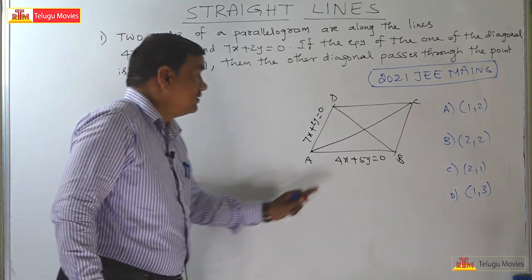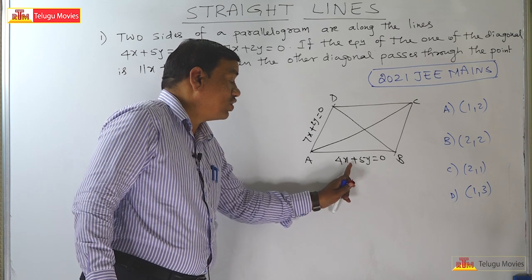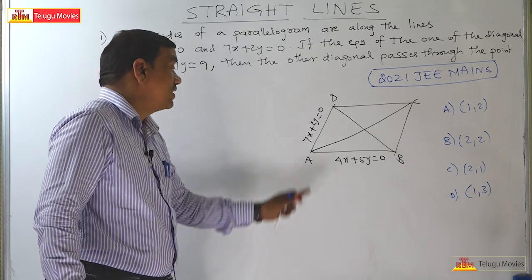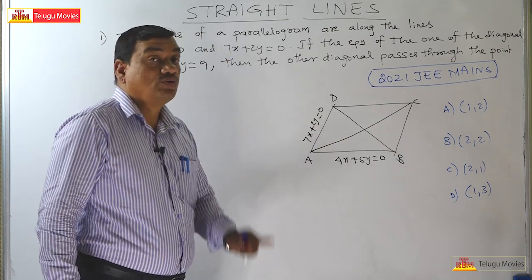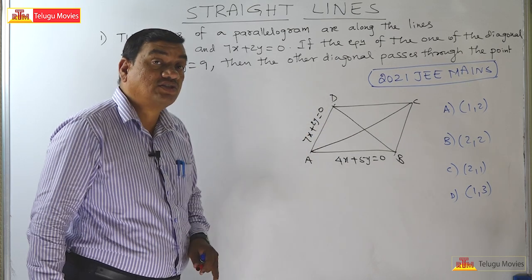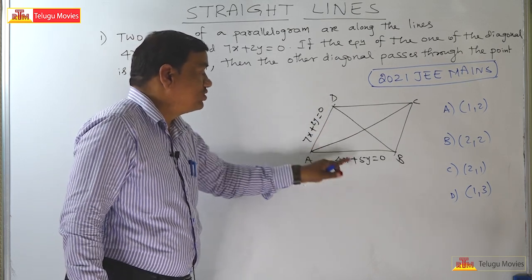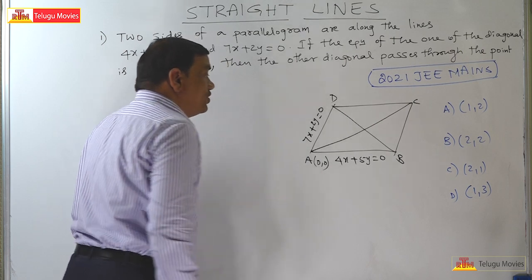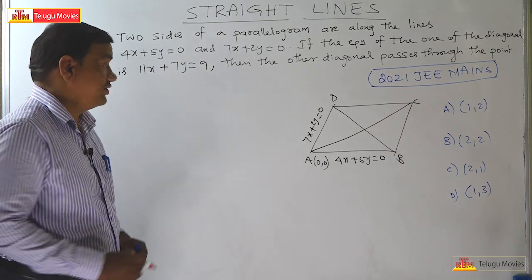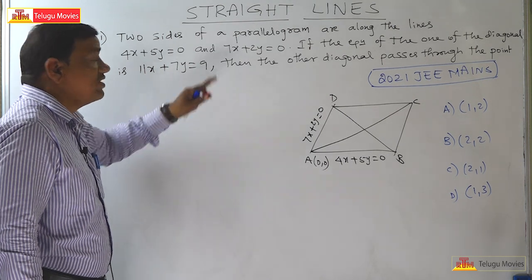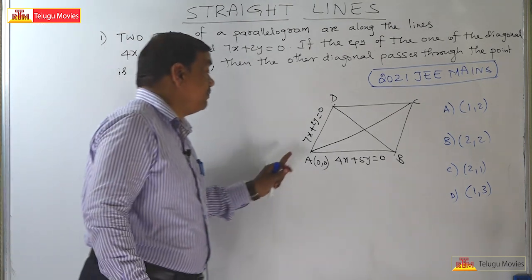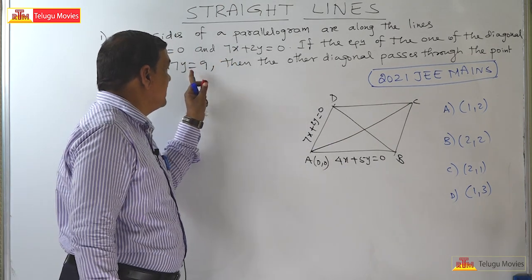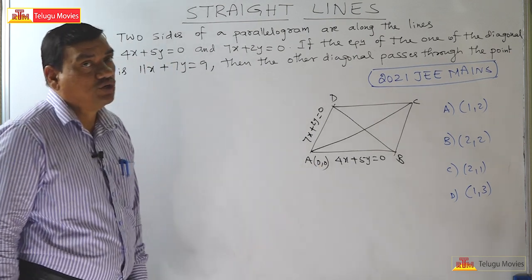If you observe the side with equation 4x + 5y = 0, it passes through the origin since there is no constant. 7x + 2y = 0, that side, that means AD, also passes through the origin. That means these two sides pass through the origin. Therefore, their point of intersection is (0, 0). Understand this? Definitely 11x + 7y = 9 should not be the diagonal AC. Why? Because this equation does not satisfy the point (0, 0).